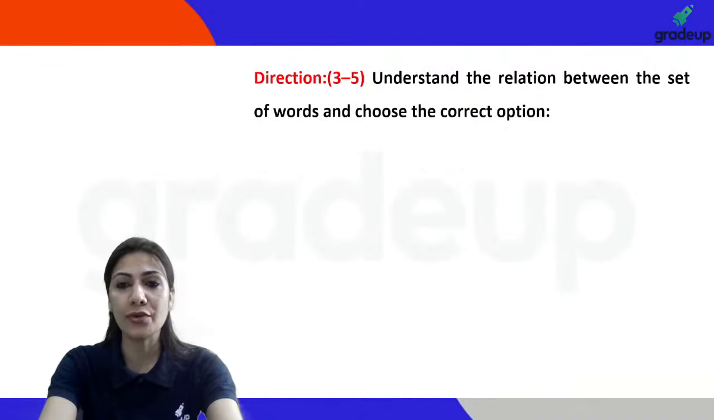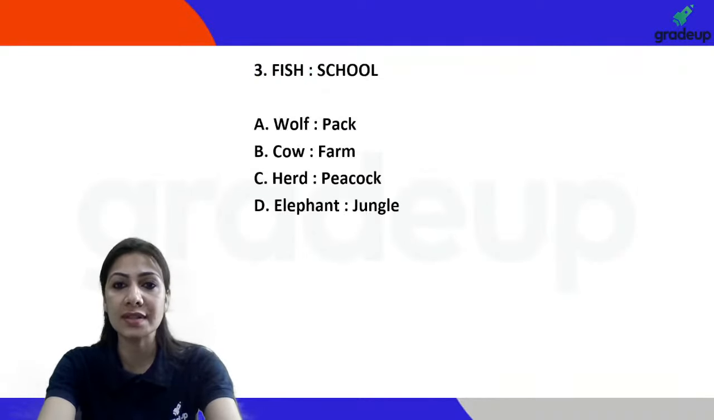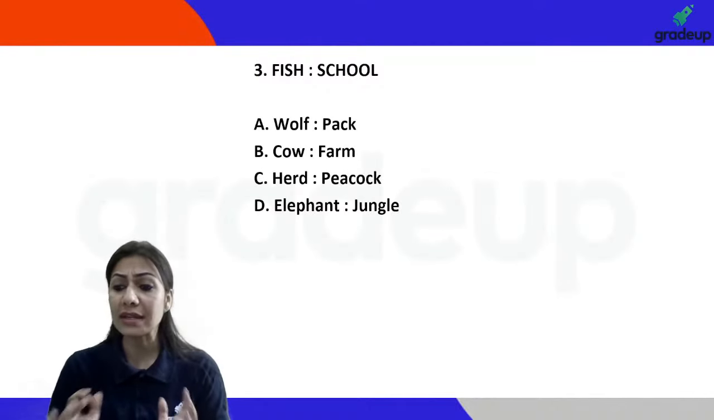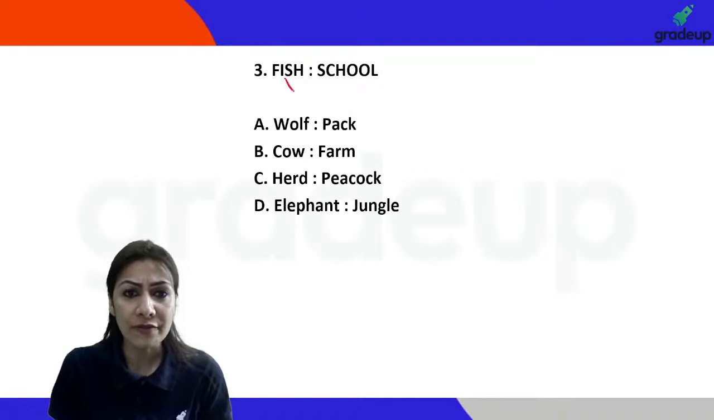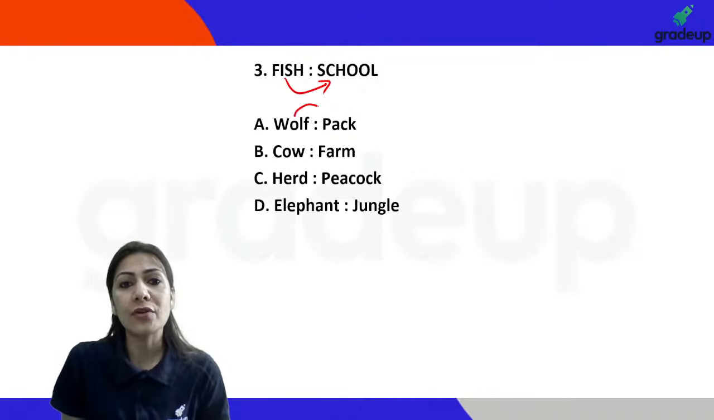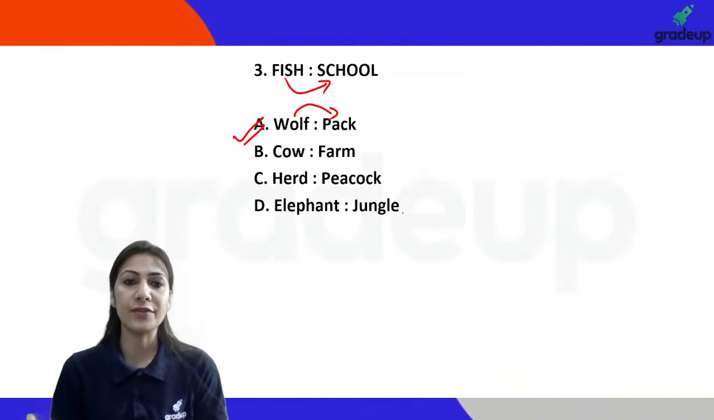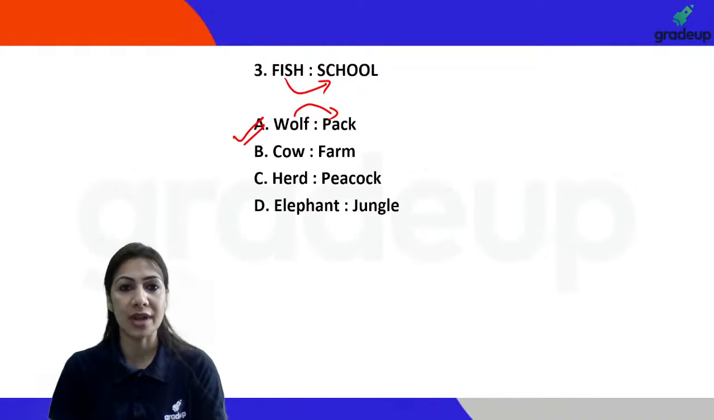Questions 3, 4 and 5. For these three questions, we have been given analogies, actually questions of word analogy, and they are quite easy. So you know that group of fish we have mentioned. So group of wolf is the right answer, of course option A, and this is the only option, and for the rest you cannot even get confused because nothing is similar to that, right?